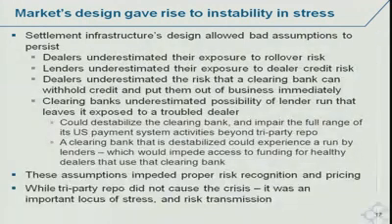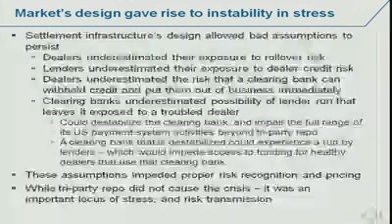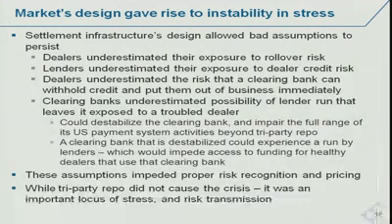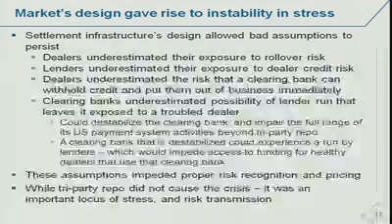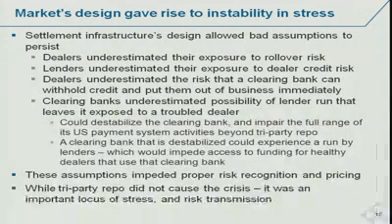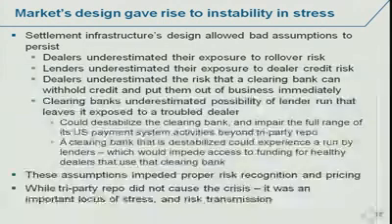Settlement infrastructure's design, in this case, allowed some bad assumptions to arise and persist. Dealers underestimated their exposure to rollover risk because of the nature of the unwind process. Lenders underestimated their exposure to dealer credit risk because of their certainty about the clearing bank as a source of repayment for them. Dealers underestimated the risk that a clearing bank could actually put them out of business pretty much immediately. If a clearing bank decides not to unwind your repos, you're pretty much done. And then the clearing banks underestimated the possibility of a lender run that leaves them exposed to a troubled dealer as well.